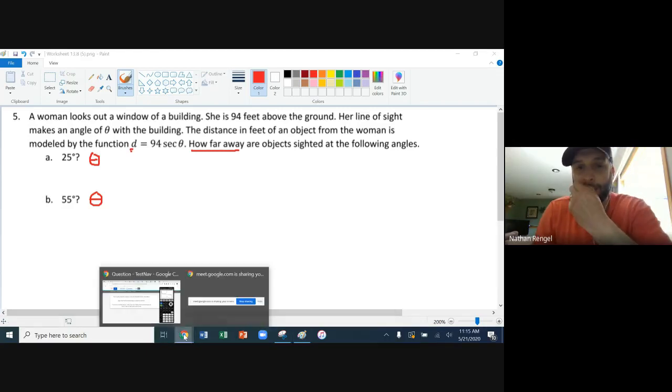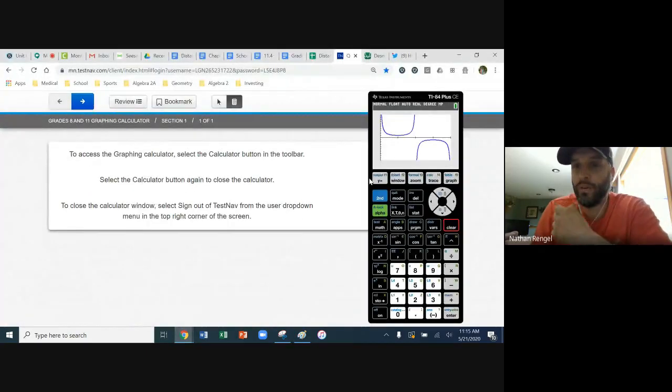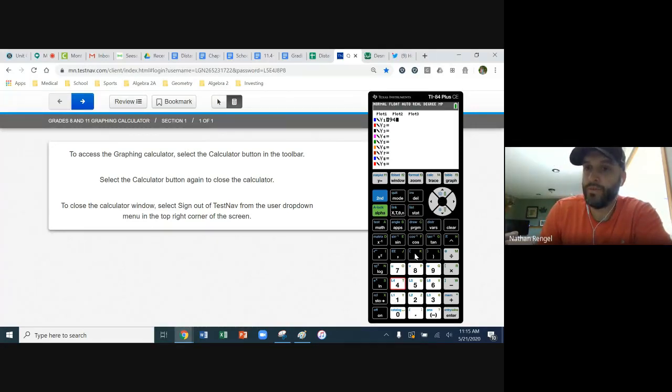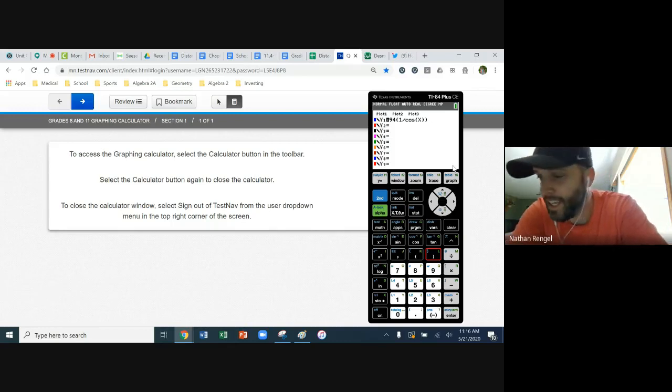So we'll head back to our calculator, to our y equals. You'll clear out the last problem we had, and we're going to put in 94. Now again, there is no secant button, but you can do 1 over cosine. So I close off the parentheses for cosine, then close off the parentheses again to group 1 over cosine together to make that secant. So that's what represents the secant.